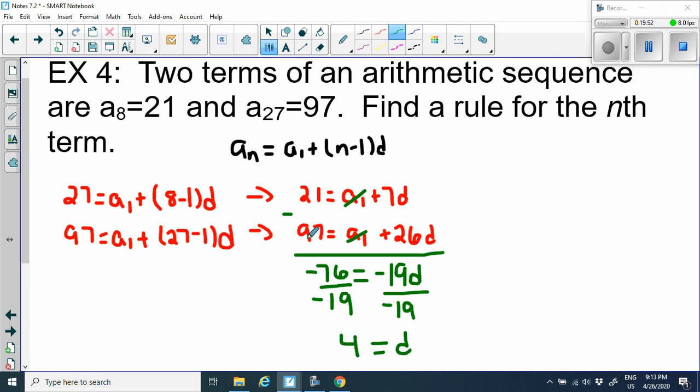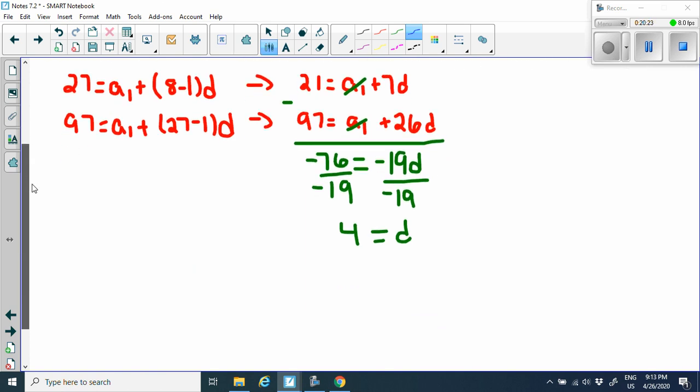Now that I found my d, I'm going to go ahead and plug this back into my formula. And then I'm going to use either the a sub 8 or a sub 27 to plug back into my a sub n and the n to figure out my first term, a sub 1. Now, it doesn't matter which one you plug in, but what I would advise is plugging in the easier one. So that means I'm going to go ahead and use my a sub 8 equals 21, because I think that's going to be a ton easier to use.